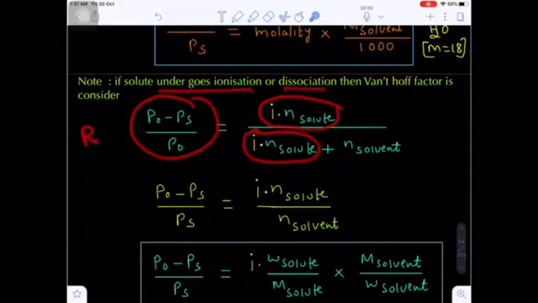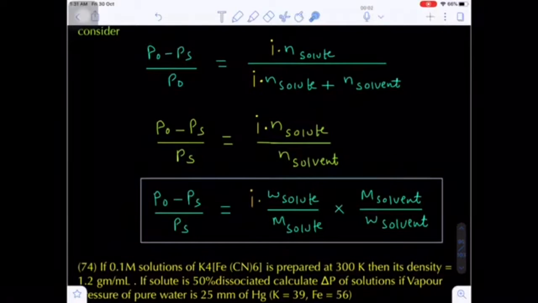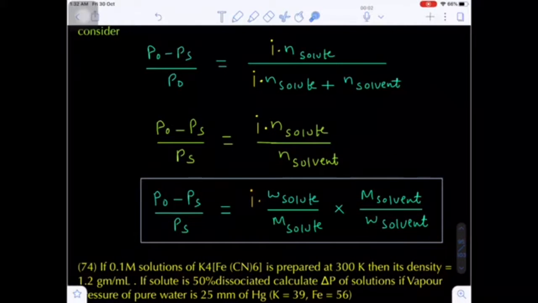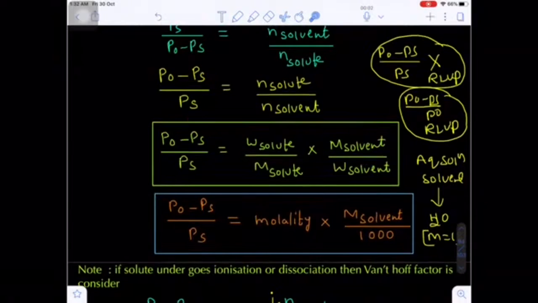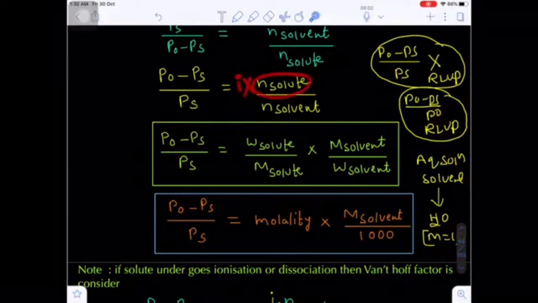(P0 minus Ps) by P0 will be equal to what? RLVP. Okay. Now if it is written with Ps in the denominator, (P0 minus Ps) by Ps, this is also similar. So instead of the number of moles of solute, we have to multiply with iota. Yes or no?